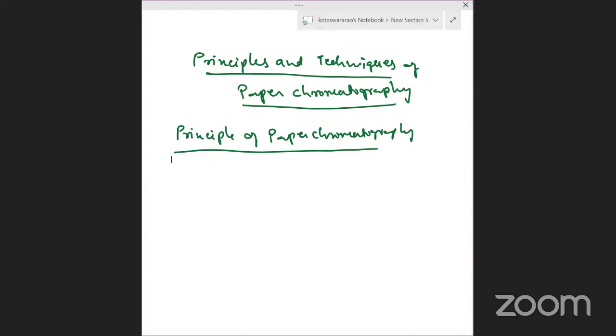Migration parameters. What are the migration parameters? The parameters which influence the migration of the mobile phase and the migration of components, or the migration rate, are called migration parameters. Any factor that influences the movement of components present in the mixture is called a migration parameter.